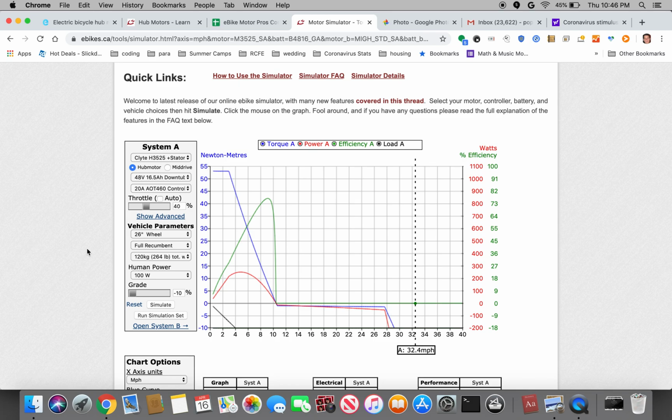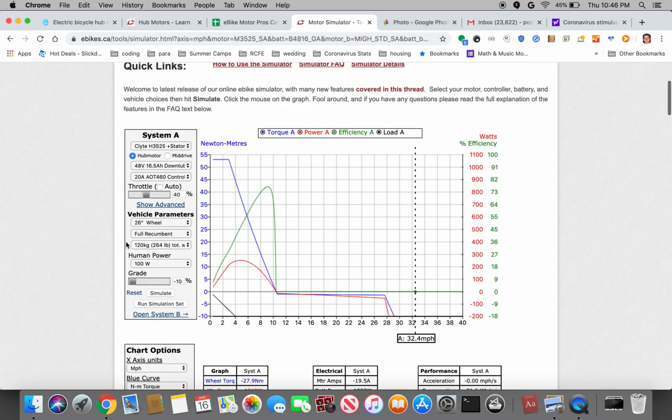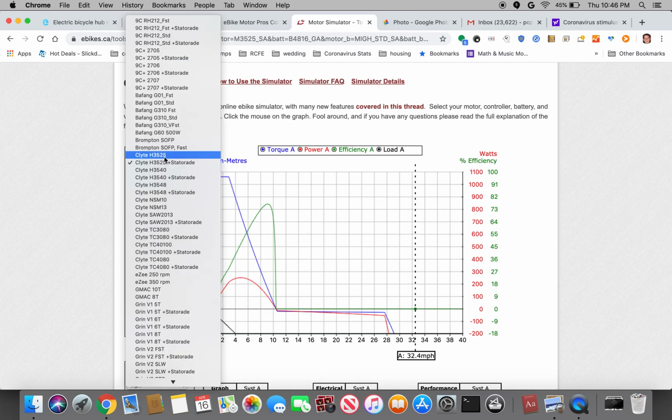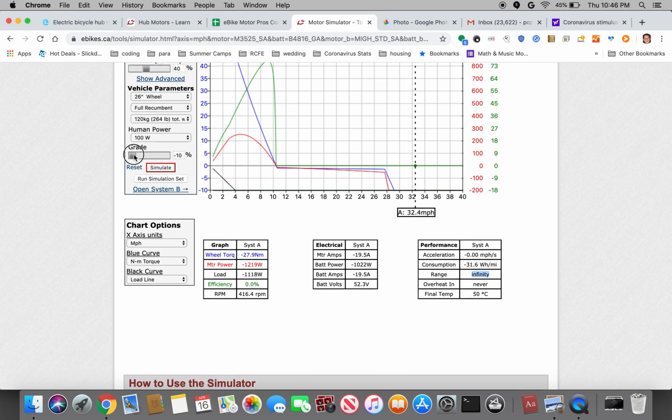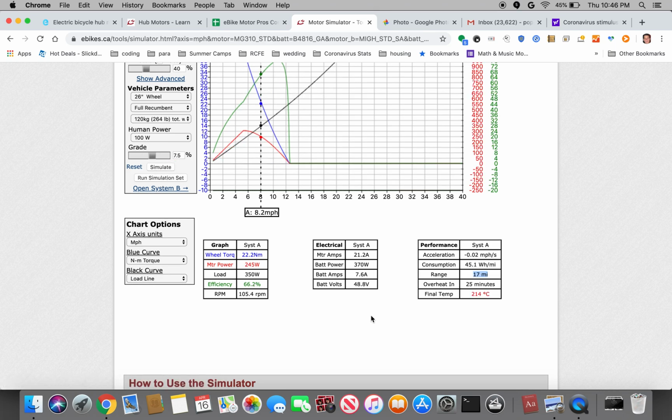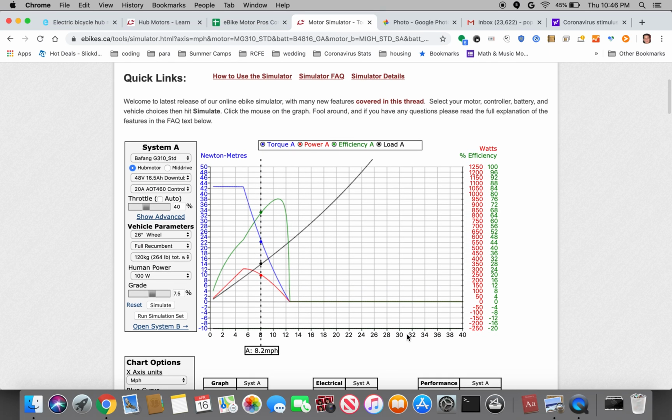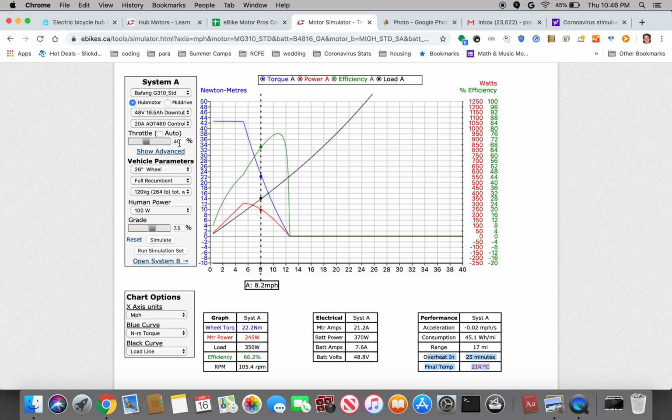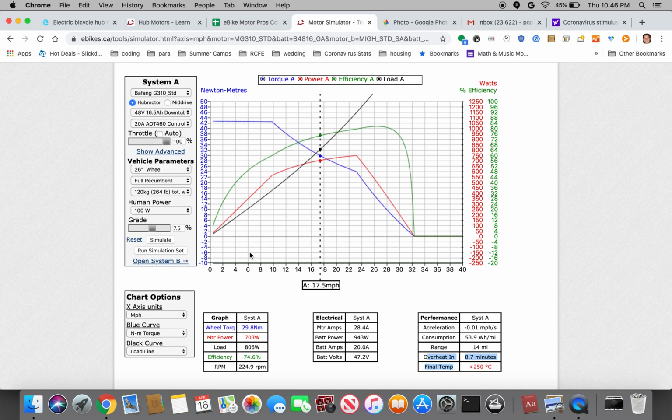I looked at the efficiency on flats. So, for example, commuting to work, I looked at the efficiency for going up hills and how the motor may overheat. So let me give you an example of the geared hub motor, the Bafang G310. This is a fact that dissuaded me from getting that motor. If I go up a 7.5 degree incline, you could see in 25 minutes the motor is going to overheat. And that's even at 40% throttle. If I was going at 100% throttle, I would overheat in just 8 minutes.